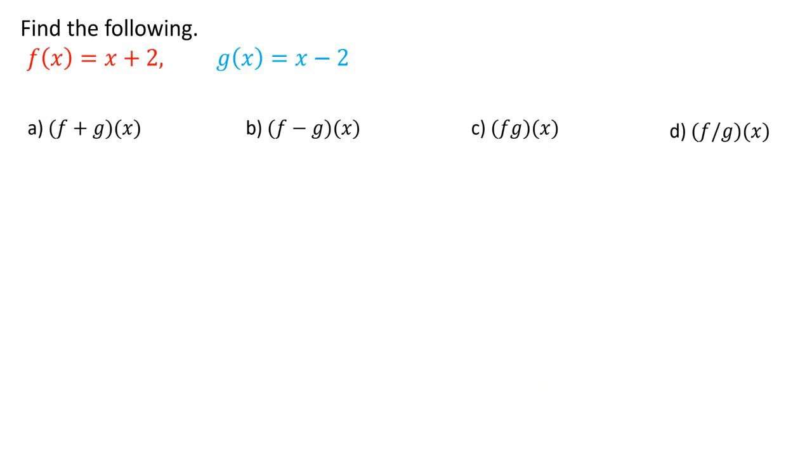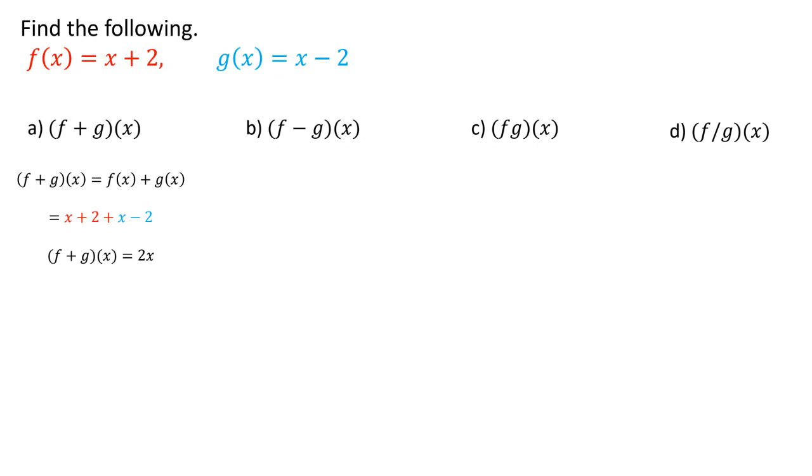For the following, let's go ahead and perform these basic operations. Okay, so the first one is it wants us to add function f with function g, and they're giving us the two functions. F of x is x plus 2, g of x is x minus 2. So this is just performing basic operations. So let's do the first one, A.